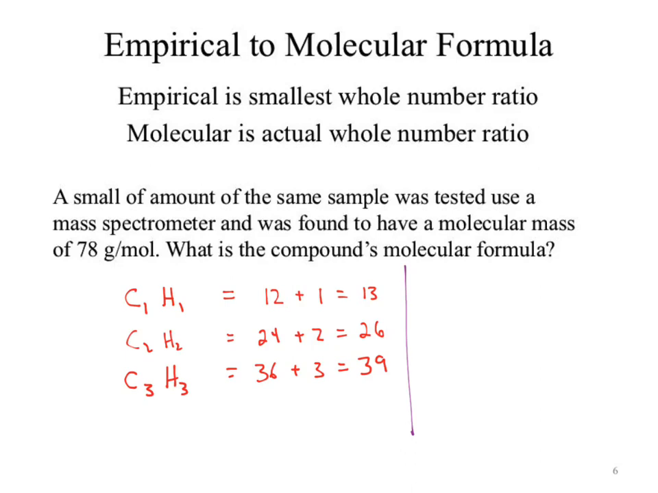Take your molar mass, 78, divide it by your empirical mass, which was 13. What does that equal? 6. What does that mean? C6H6. That was it? Yes. Wow. That's why you have the steps.